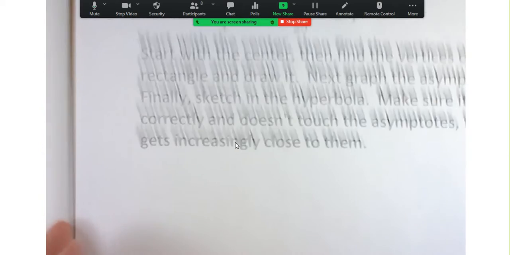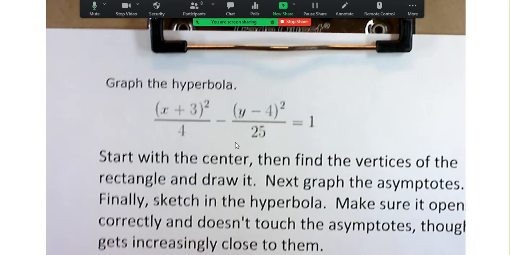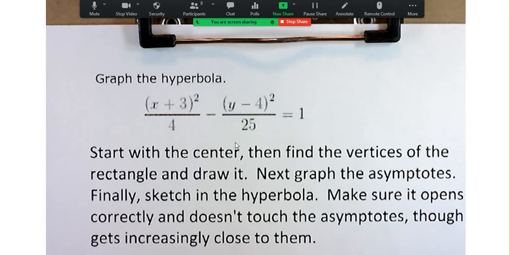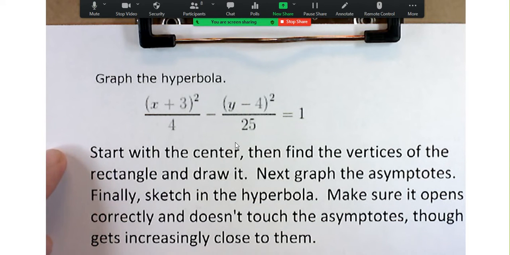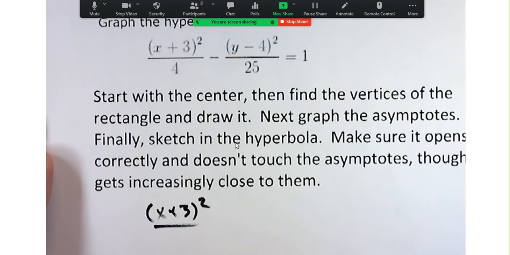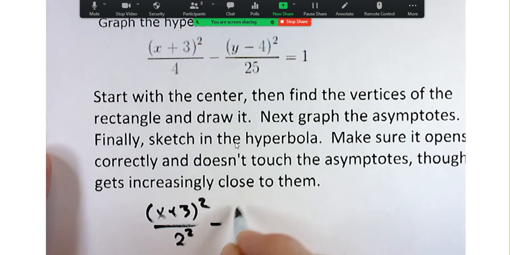Let's go down here and deal with this one. And let's kind of deal with it a piece at a time. First of all, I'm going to rewrite this one. Any suggestions or thoughts as to how I might rewrite this? Change the denominators to 2 squared and 5 squared. Perfect. 2 squared and 5 squared.